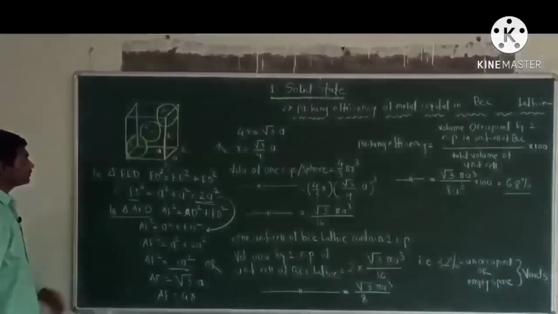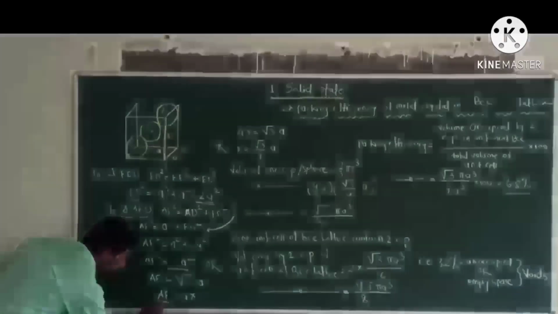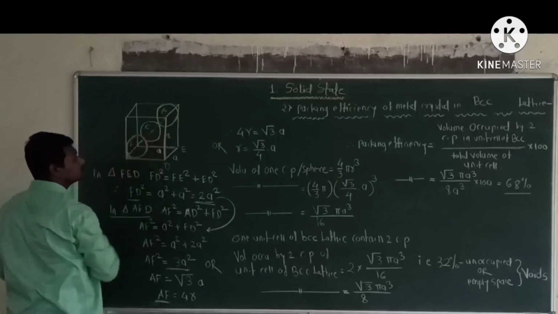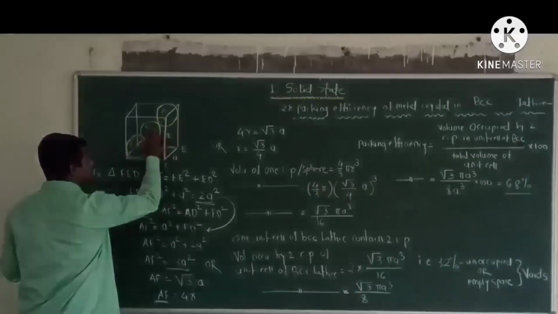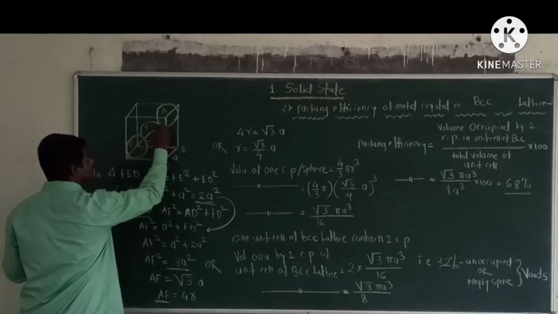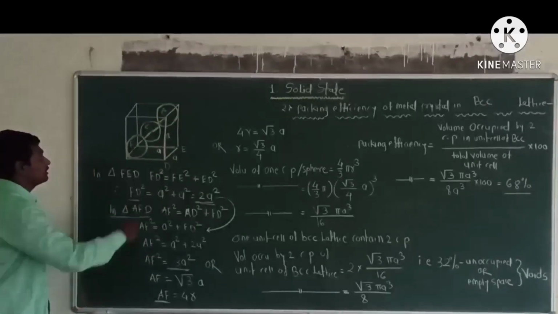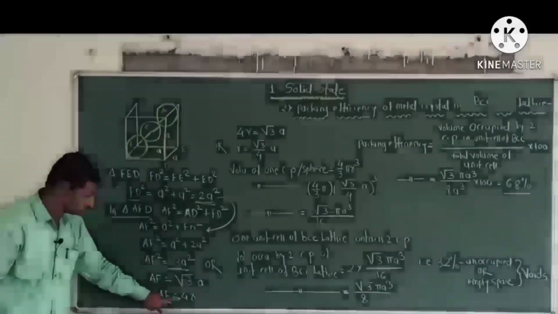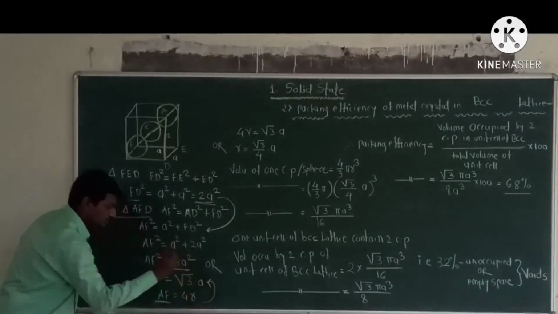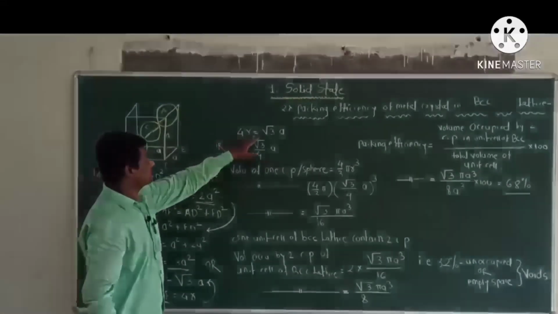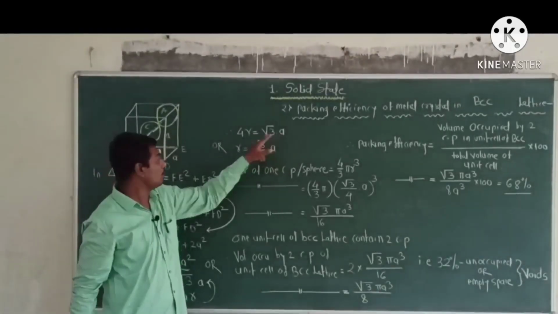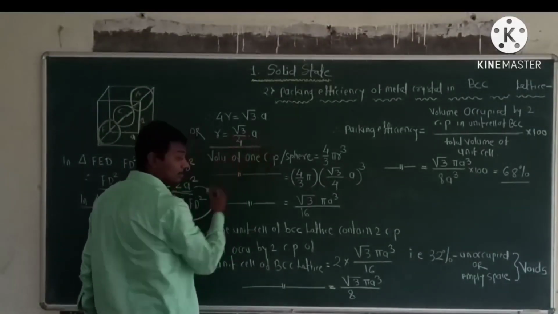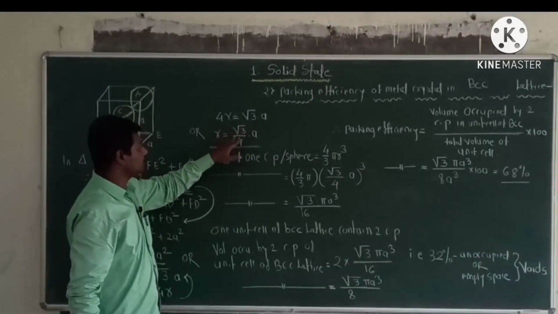Okay. Now, in this diagram, AF is equal to 4R. This is the first radius, this is the second radius, this is the third radius, and this is the fourth radius. AF is equal to 4R. Put the value of AF, that is 4R, in this equation. We get 4R is equal to root 3 into A. Rearranging, the value of R is root 3 divided by 4 into A.